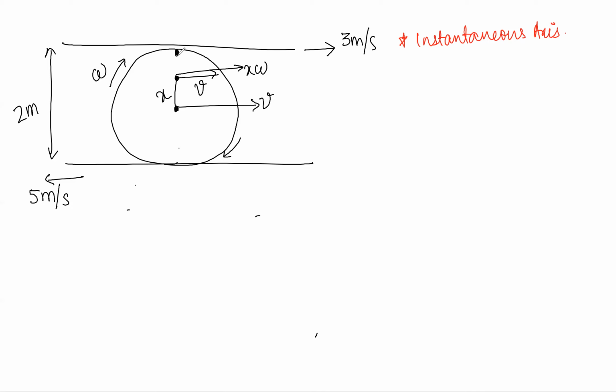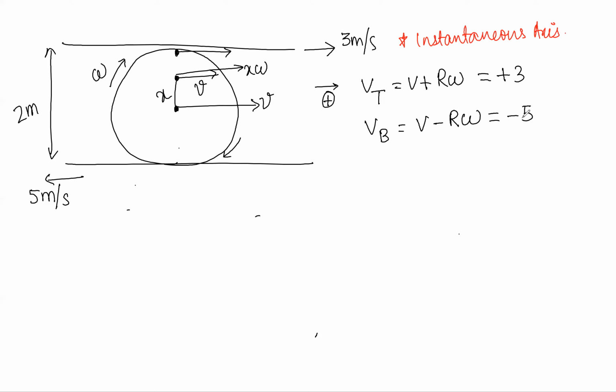What will the velocity of the top point be? We have done this so many times. It will be v plus r omega. The velocity of the bottom point will be equal to v minus r omega. The velocity of the top point is plus 3, because we're taking the rightward direction as positive. The velocity of the bottom point is minus 5.